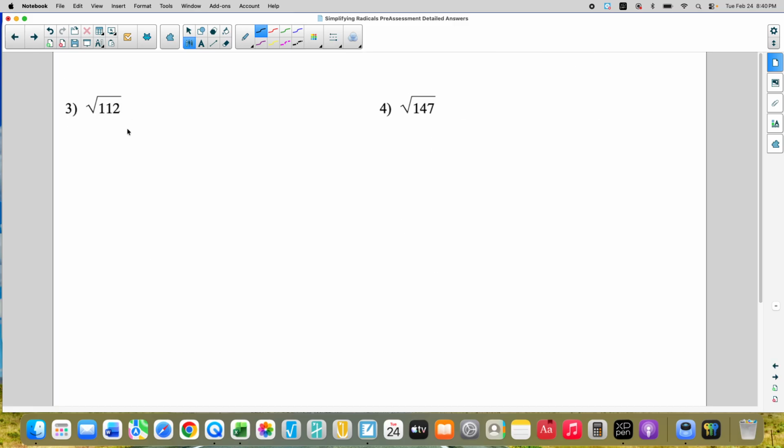112. All right, 112. So I'm looking, thinking, does 4 go into it? 4 goes into it. 2 and 8, 28. So 4 becomes 2. Now I'm looking at rad 28. Is there a perfect square? Yeah. 4 goes into that 7 times. So it's 2. So that becomes 4 rad 7.